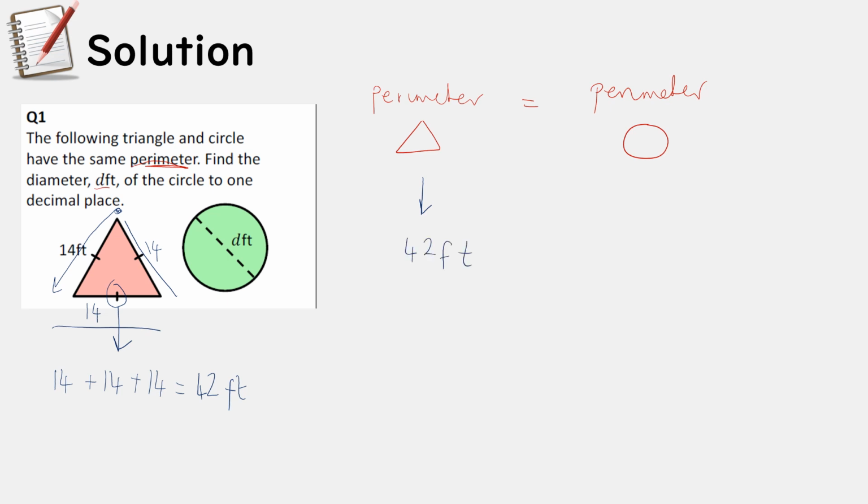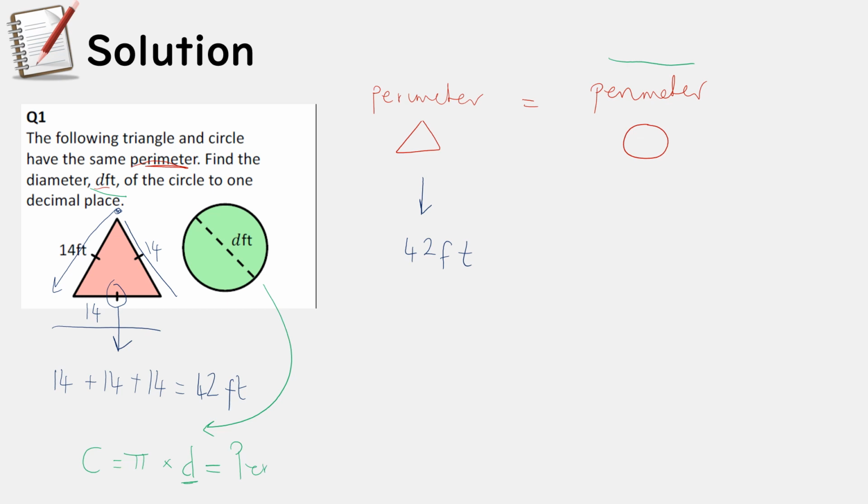I'm now going to look at this side here, the perimeter of the circle. Well, the perimeter of the circle, remember, is the same as circumference. So let's use what we've been doing throughout the lesson to help us with that one. Circumference equals pi times diameter. And we've got to work out what that diameter is. We actually don't know what it is. We've got to try and work it out.